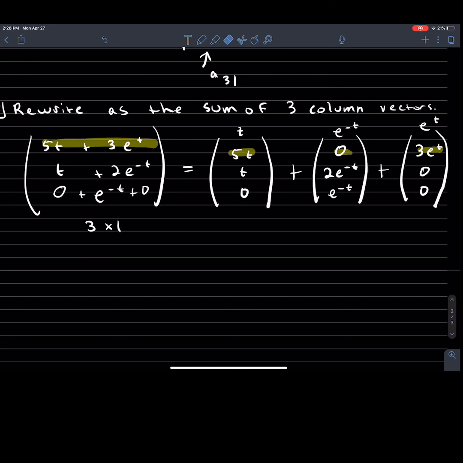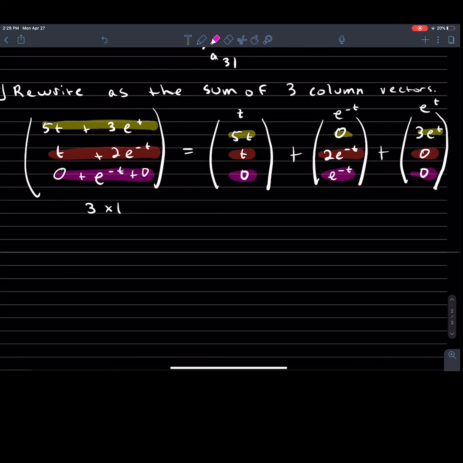If I add my second row, t, that's how they're all the same size. We just add those positions, the same positions counted. And my last one, 0 plus e to the minus t plus 0, which is a little bit easier to see here. I put the 0 placeholders in.